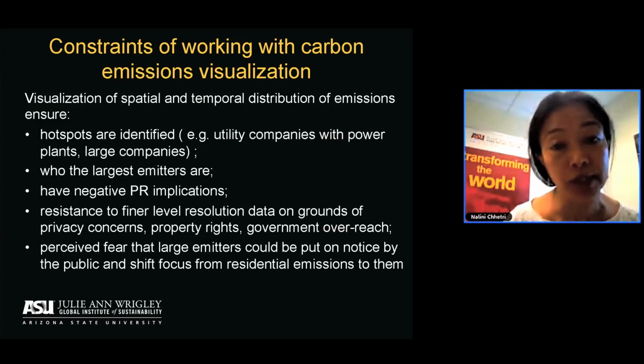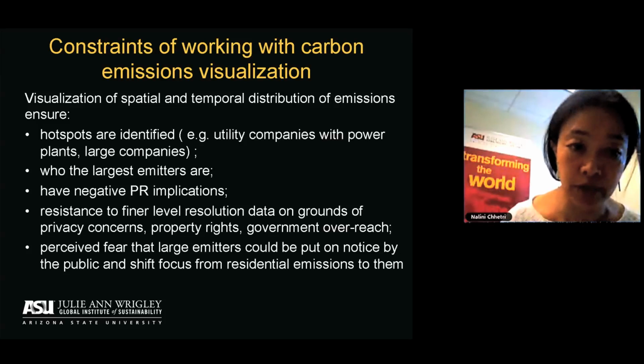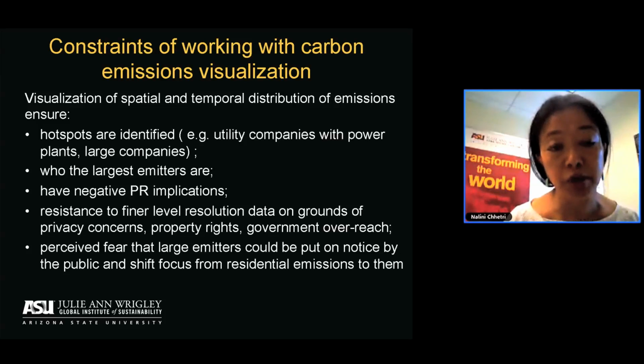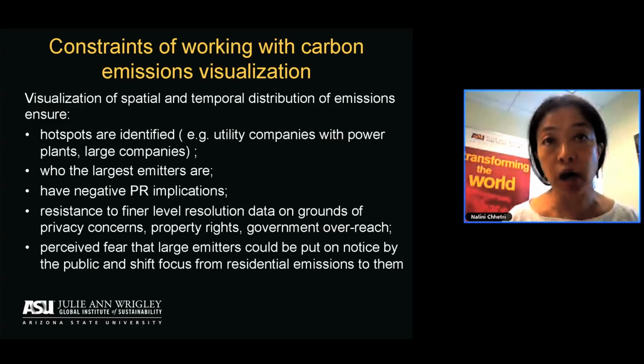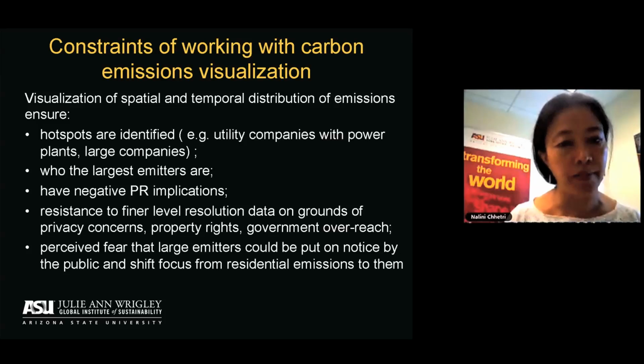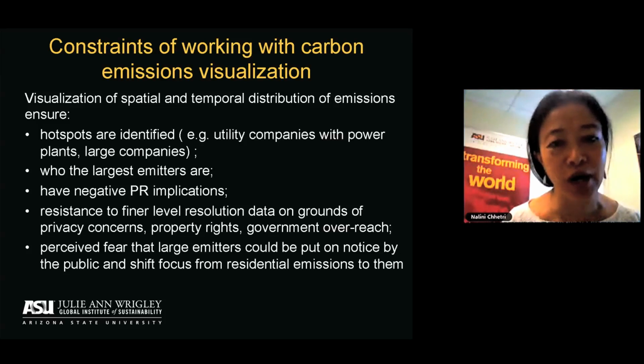And they tend to be SRP, one of the utility companies, because they also own the power plant here in Arizona. The visualization will immediately identify hotspots, and for them that had huge negative PR implications. So they said, oh no, they are going to identify that we are the biggest emitters. We can't allow that. So there was a very heated argument, and this has happened over a period of time, about not being cool, as they said, with this idea of using carbon emission visualization. There was also resistance to us asking them for finer resolution data to develop finer level resolution.